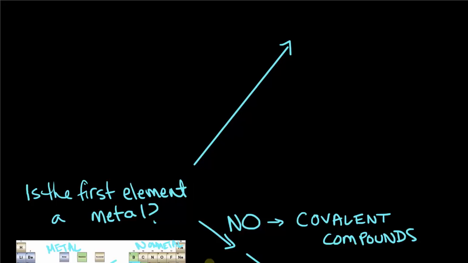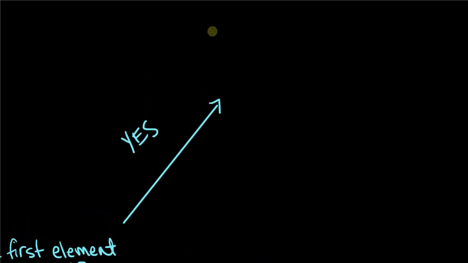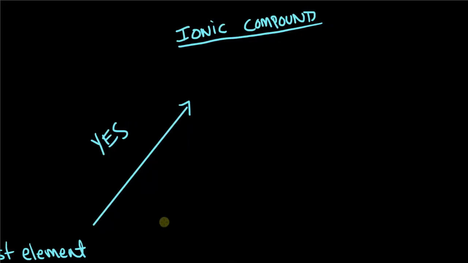Let's say, yes, we looked at the compound, we checked the periodic table, and it does appear that the first element is a metal. Well, now you're dealing with an ionic compound. These are compounds which stick together due to the electrostatic attraction between positive and negative in the crystal structure of the compound. If you've answered yes to this question, that the first element is a metal, you should ask a follow-up question. And that should be, is the metal in column 1 or 2 of the periodic table?